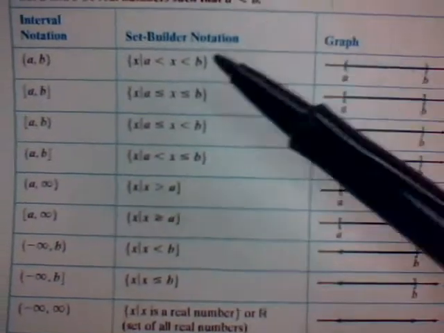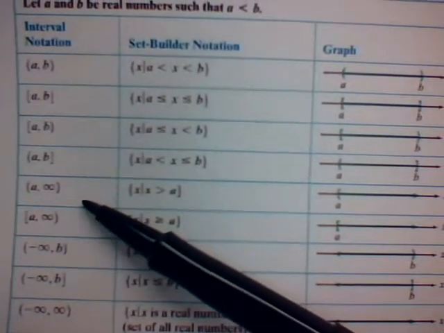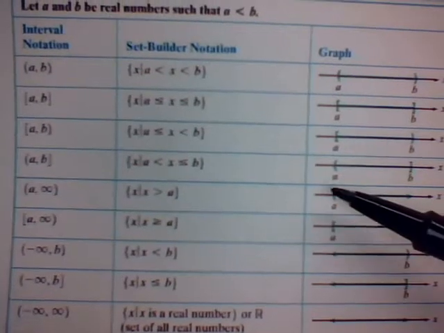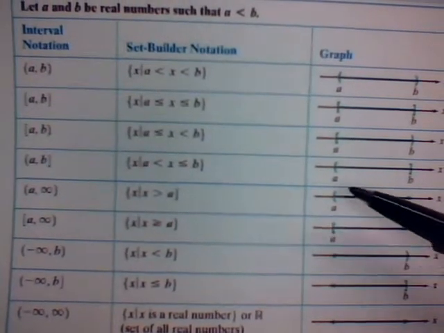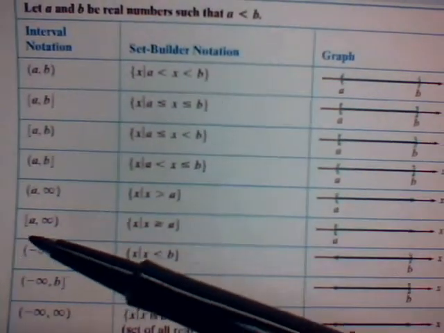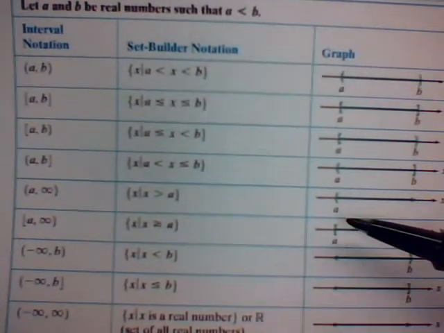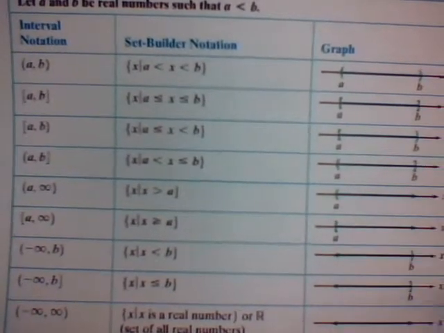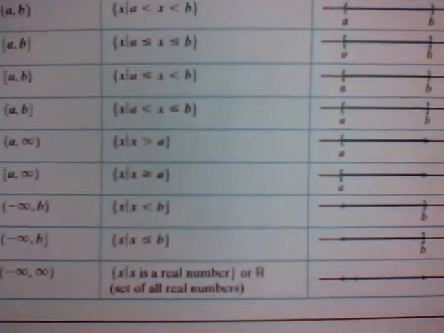And then the next ones are the infinities, from a to infinity, meaning that x is greater than a, so left parentheses at a, shaded indefinitely to the right. Closed bracket at a means that a is included, so you'll use a closed bracket at a and it's shaded indefinitely to the right.